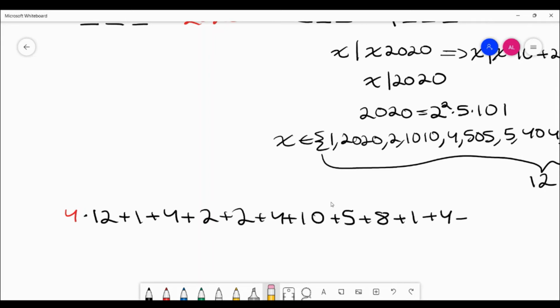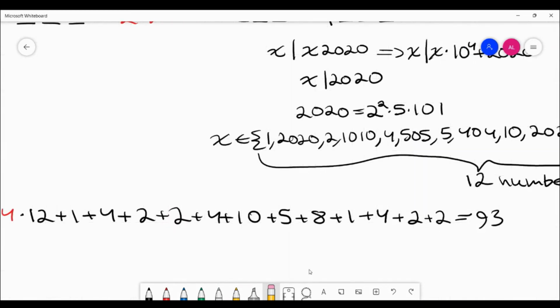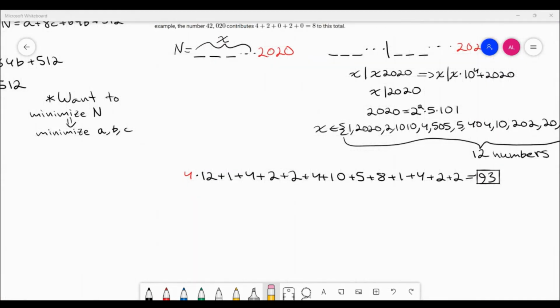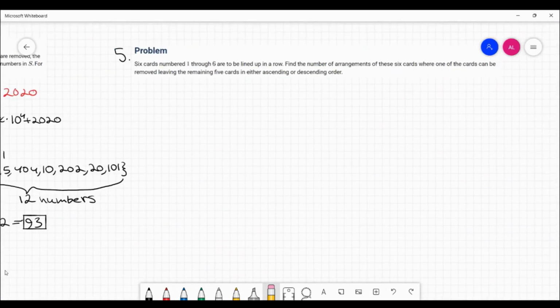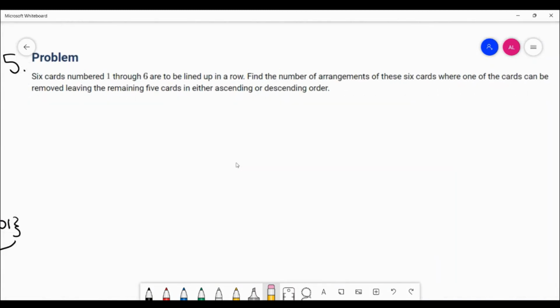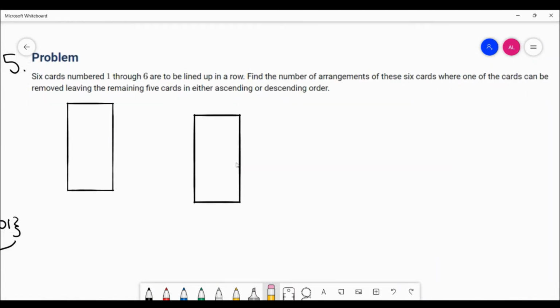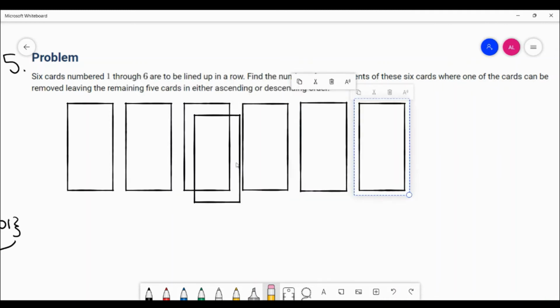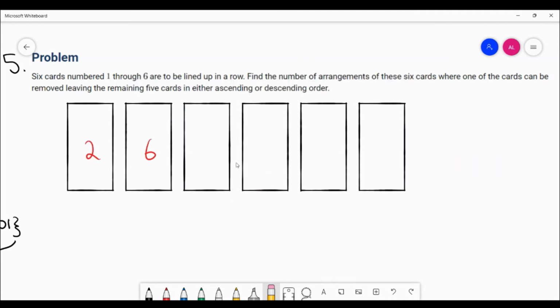Now just writing out this giant sum, we get that the answer is 93. So now we move on to our last problem, problem 5. We have that 6 cards numbered 1 through 6 are lined up. We're just going to draw out those 6 cards. Okay. And they are numbered somehow 1 through 6.